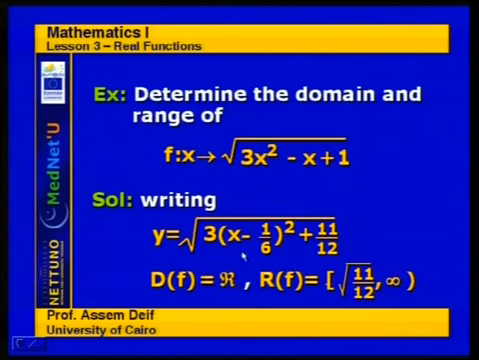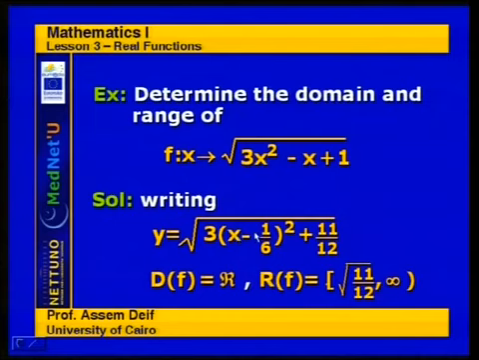It also tells you something else, that the minimum is attained at x equal to 1 over 6, because any value of x apart from 1 over 6, whether less or greater, makes this positive and greater than the square root of 11 over 12. So in fact, any value of x is permitted, and therefore the domain is R, whereas the range of f starts only from the square root of 11 over 12. And you don't actually need to draw such a graph.